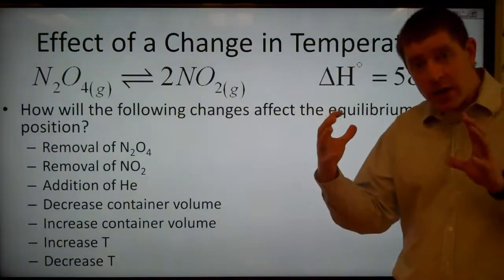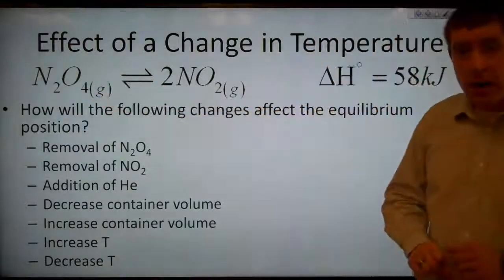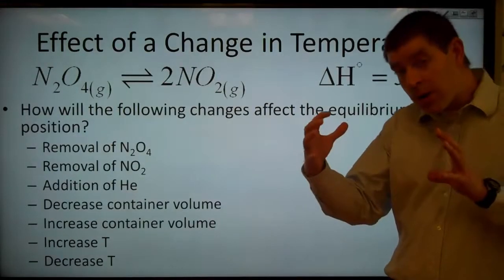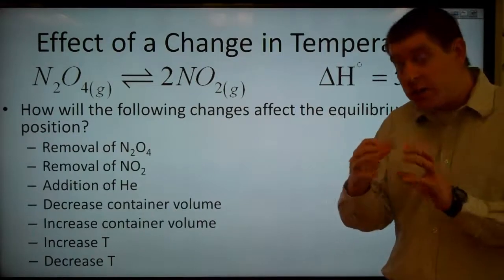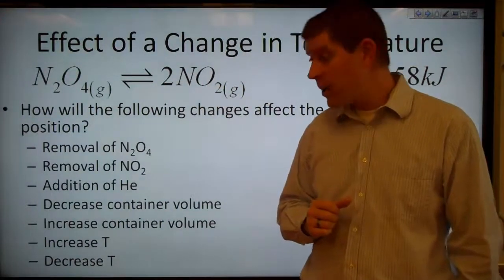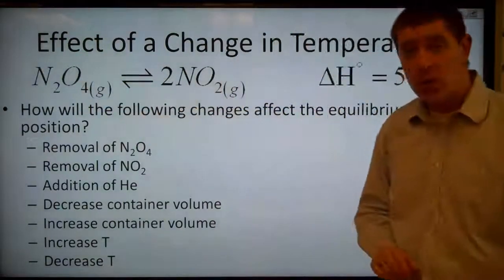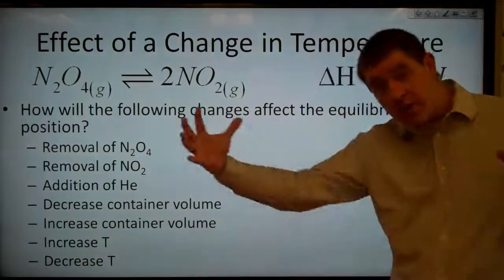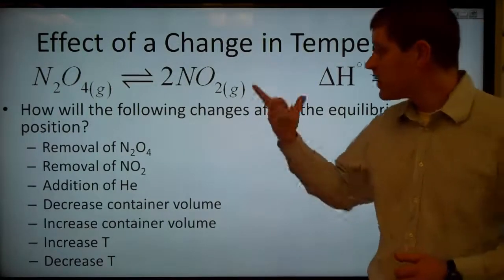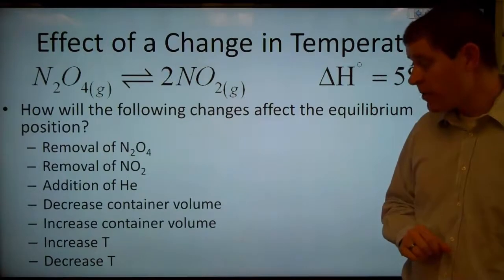As we decrease the container volume, the pressure increases, the concentration of dinitrogen tetroxide increases, the concentration of the nitrogen dioxide increases. But remember, as we increase the pressure by decreasing the volume, we're going to tend to shift the equilibrium towards the side with fewer gas molecules. Well, the left side, the reactant side, has fewer gas molecules, so that will shift the equilibrium to the left. Conversely, increasing the container volume causes the equilibrium to shift to the side which has more gas molecules. That's the right side. So we're going to produce more of our products. We'll shift the equilibrium to the right.